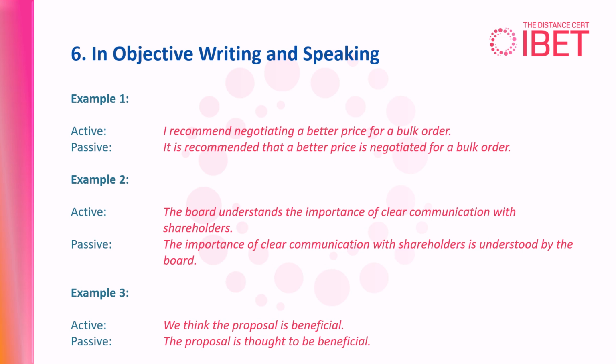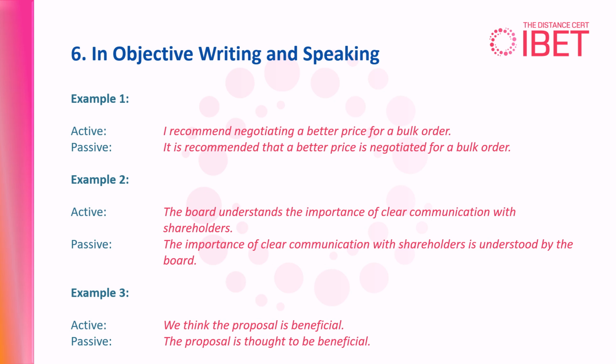Example 1. Active. I recommend negotiating a better price for a bulk order. Passive. It is recommended that a better price is negotiated for a bulk order. Example 2. Active. The board understands the importance of clear communication with shareholders. Passive. The importance of clear communication with shareholders is understood by the board.